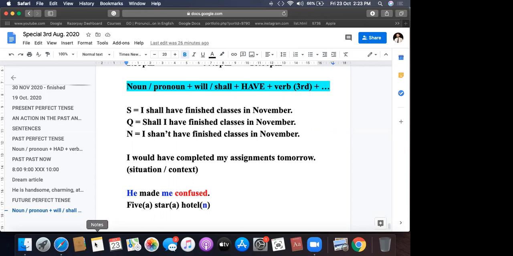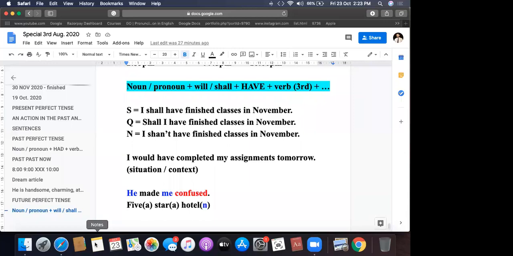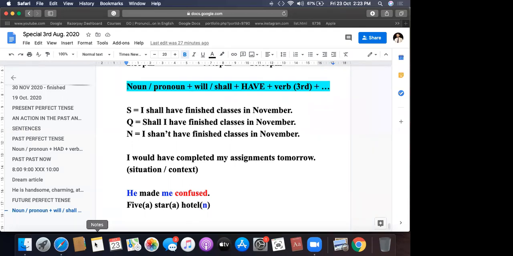They shall have acted hostile. Shall they have acted hostile? They shan't have acted hostile. Correct. So what is hostile? Adjective. Correct. They shall have acted. Acted is the verb. And what is hostile there? Adjective. Continue. They will have repaired their fridge.